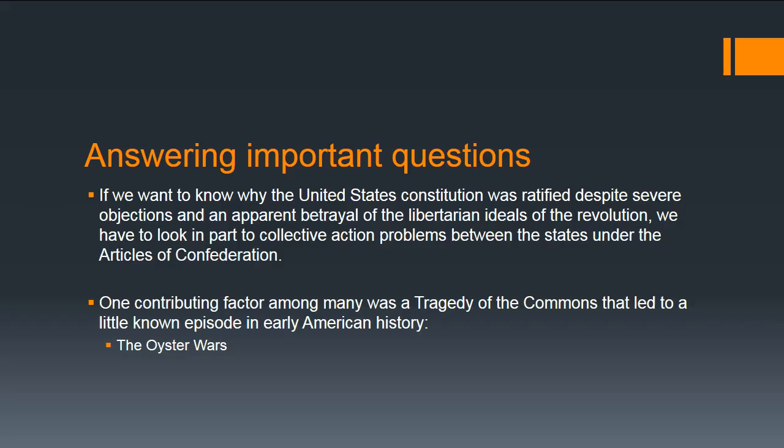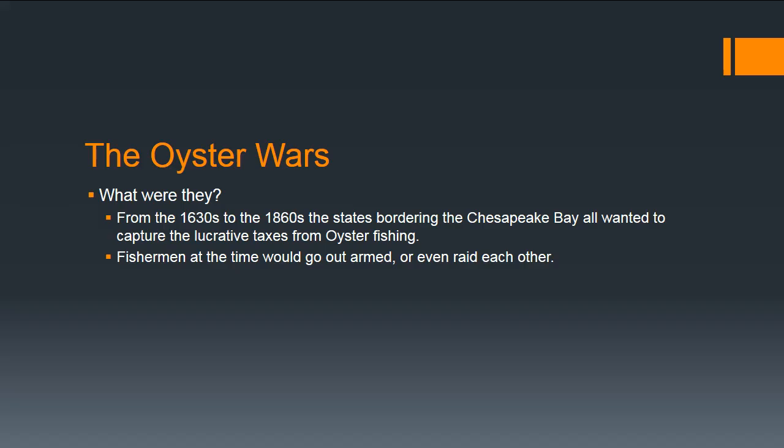Well, the Oyster Wars occurred over several centuries, really, from the 1630s, so the first settlements in North America, until about the 1860s, the states bordering the Chesapeake Bay all wanted to capture lucrative taxes from oyster fishing. When the first settlers came to the Chesapeake Bay, they marveled at just how plentiful oysters were. The Native Americans in the area did not sustain populations large enough or have technologies of fishing that were advanced enough to really deplete that resource.